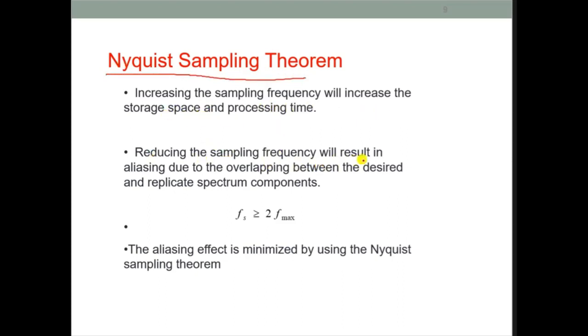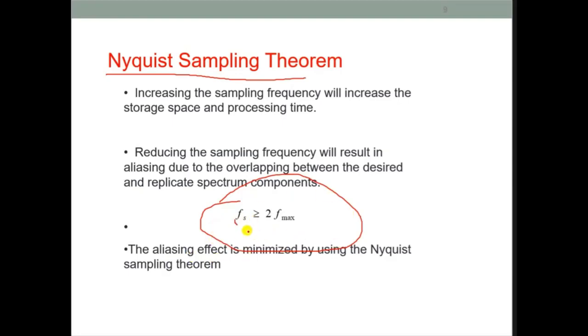Reducing the sampling frequency will result in aliasing due to overlapping between the desired and the replicated spectrum components. What it means is that you will create another kind of signals that you don't really want. So therefore, when you sample, you must make sure that the sampling frequency is at least 2 times the maximum frequency. So the aliasing effect is reduced by this theorem.